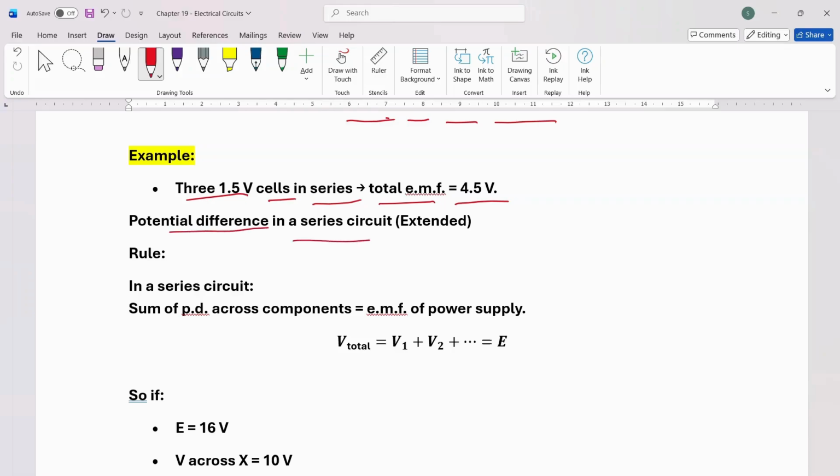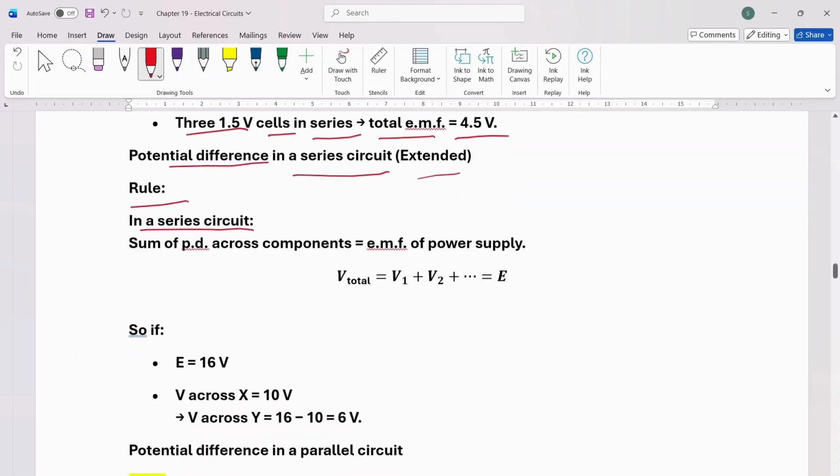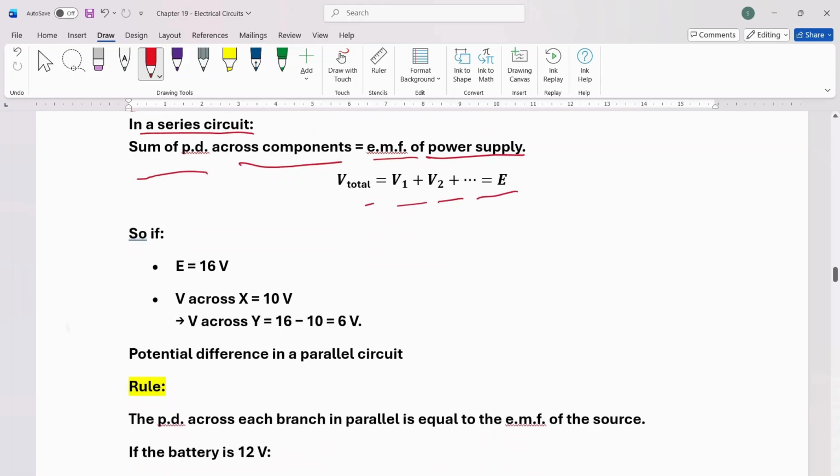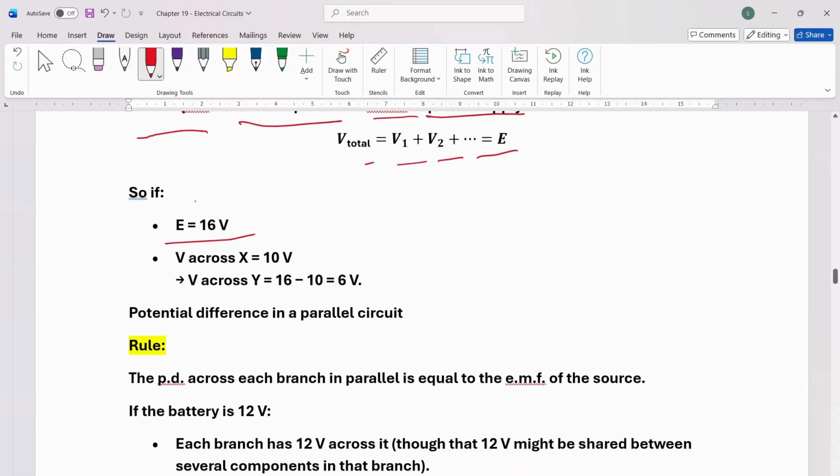Potential difference in a series circuit. The rule is, in a series circuit, the sum of potential differences across components is equal to the EMF of the power supply. So V total is equal to V1 plus V2, and so on. So if E equals 16 volts, V across X equals 10 volts, V across Y equals 16 minus 10, which is equal to 6 volts.